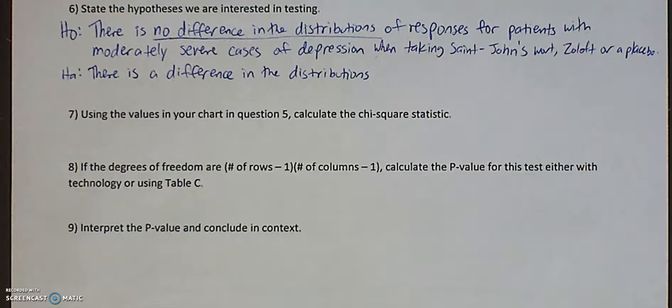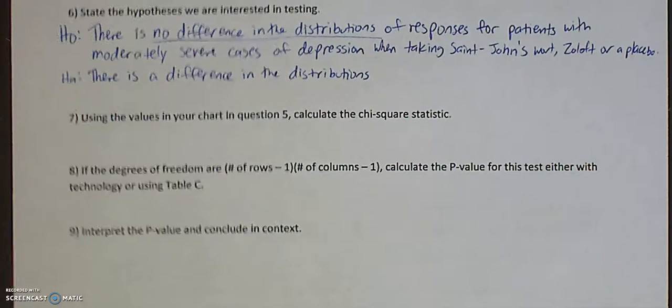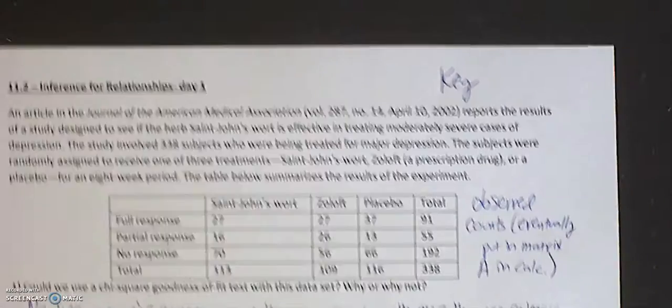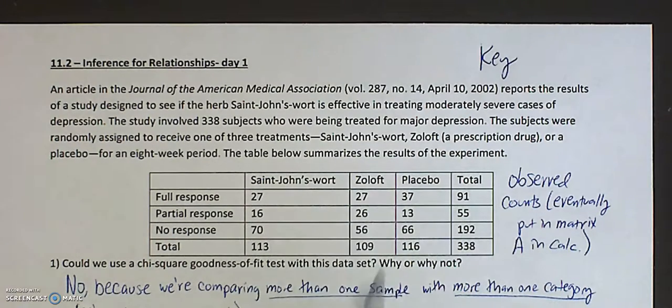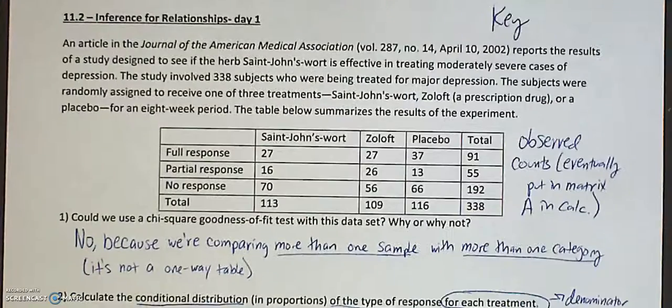So this is a continuation of what we did not finish in class yesterday. We started talking about this new type of chi-square testing, and so let's just recap really quickly. We were talking about comparing St. John's wort to Zoloft to placebo and seeing how it worked with people that have major depression and what kind of responses they got. These were our observed counts.